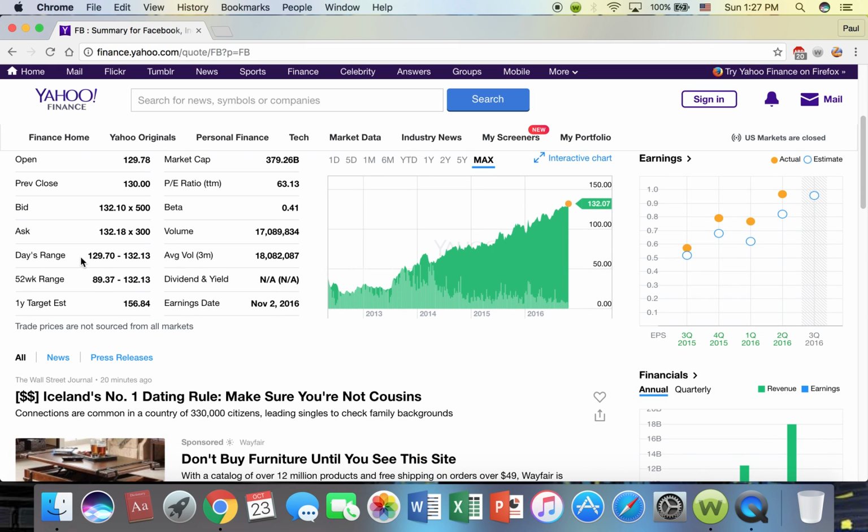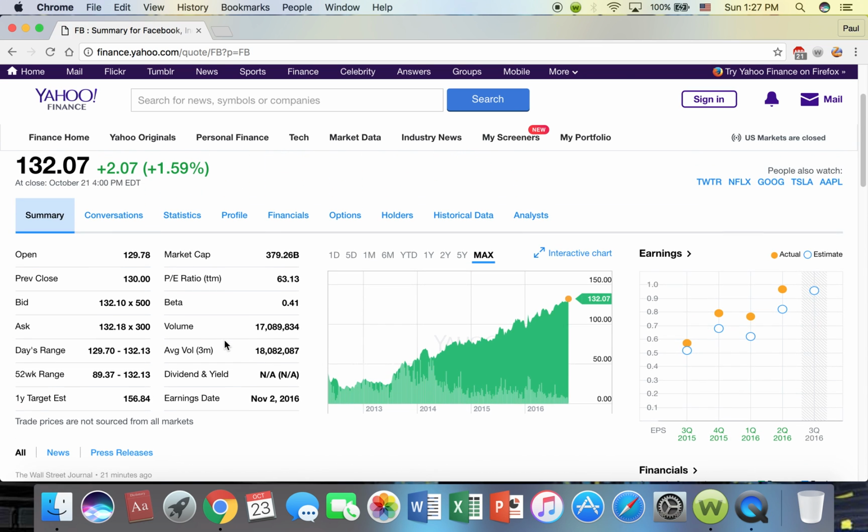This is the price range for the day, the price range for 1 year, and then this is the 1 year target estimate. So this is what analysts are estimating the price of the stock will be within 1 year. Here's the market cap. This is very, very high for a stock, $379 billion. That is really up there. It's a large cap stock.